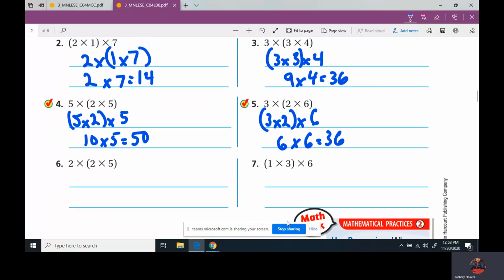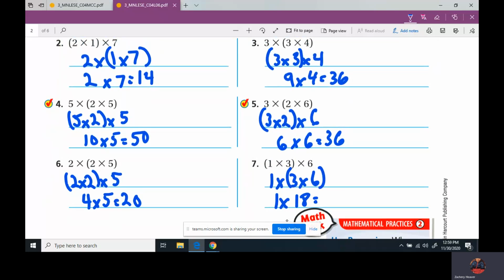Over here, they have 2 and 5 grouped. Well, I'm going to group 2 and 2. 2 times 2 is 4. 4 times 5, we should know that one is 20. Lastly, they have 1 and 3 grouped. So now I'm going to group 3 and 6. Let's just do that. And 3 times 6 is 18. 18 times 1 is 18.